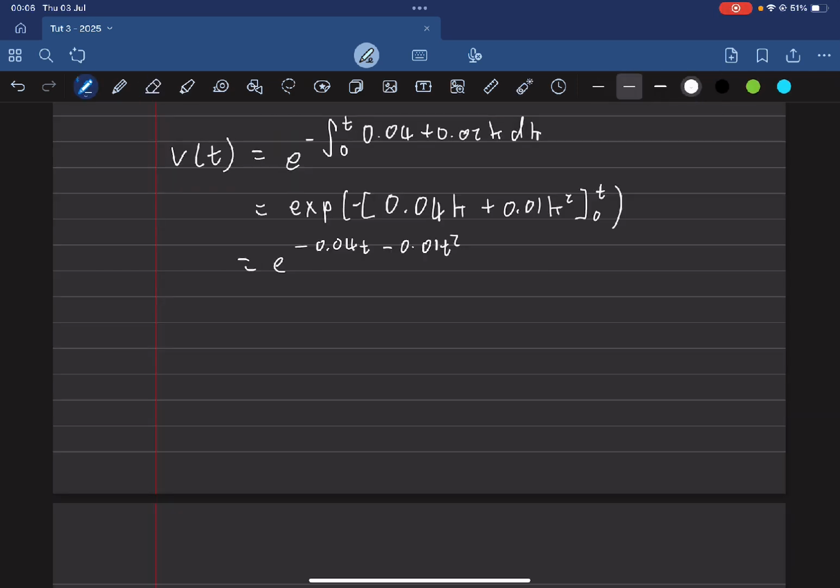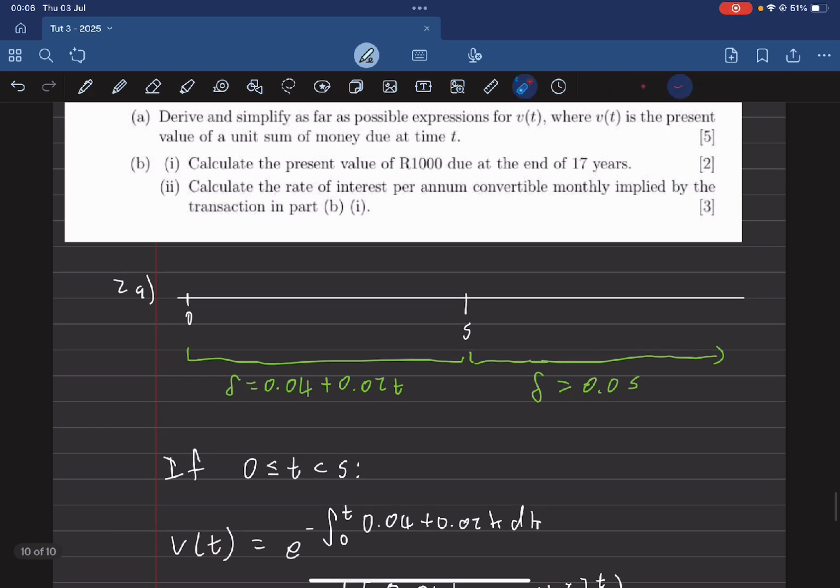Cool. Okay, so now we're going to have to look at the case if t is greater than 5. So if t is greater than or equal to 5. Now let's have a look. So this one's slightly more complicated because t is past here. So t could be somewhere here. But we know we're going to have to discount this whole 5 at least.